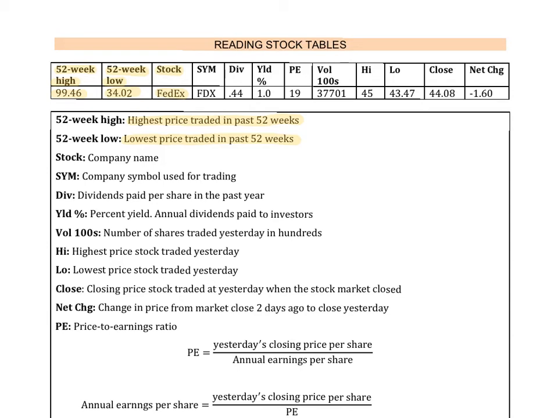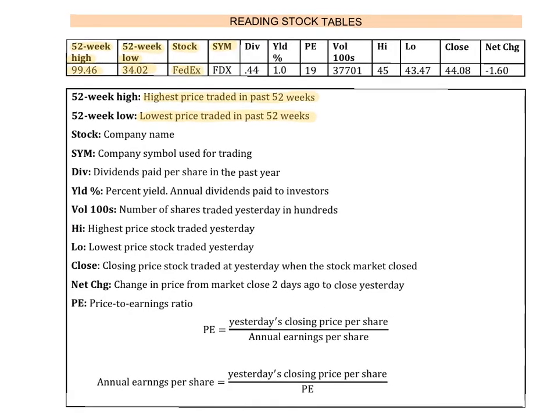So the stock is the company name. SYM, that's the symbol for the company. So that's the stock market symbol. FedEx is FDX. This column DIV, that's for the dividends paid per share in the past year. In this particular example, it's 0.44. So 44 cents was paid per share to the investors.